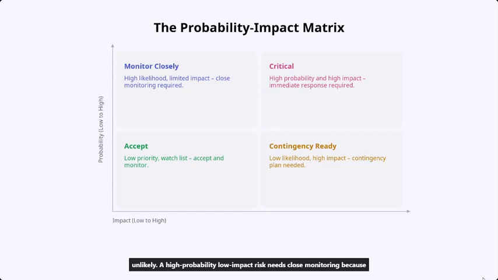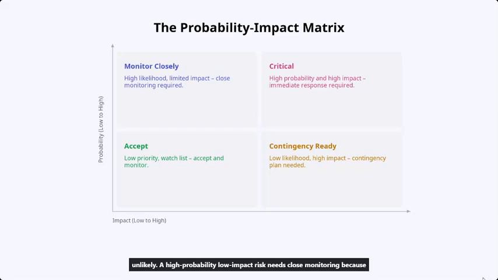A common mistake: different team members score risks using different mental scales. One person's high is another person's medium. Before scoring anything, define exactly what each probability level means in percentage terms. Then define exactly what each impact level means in days or dollars. Document that legend and apply it uniformly to every single risk in the register.